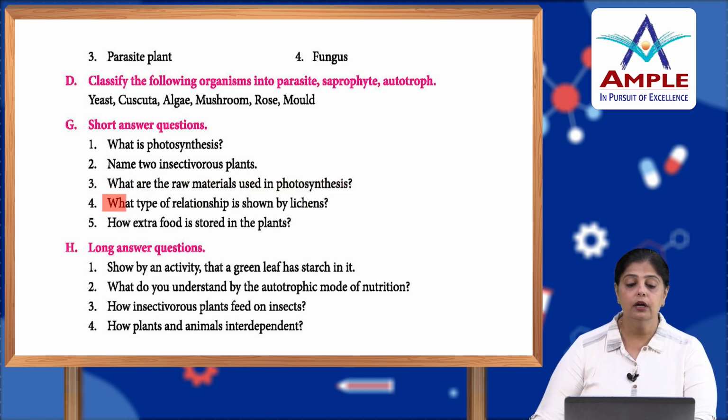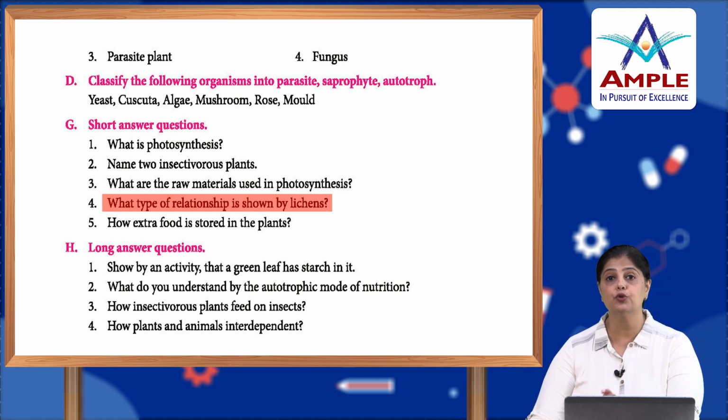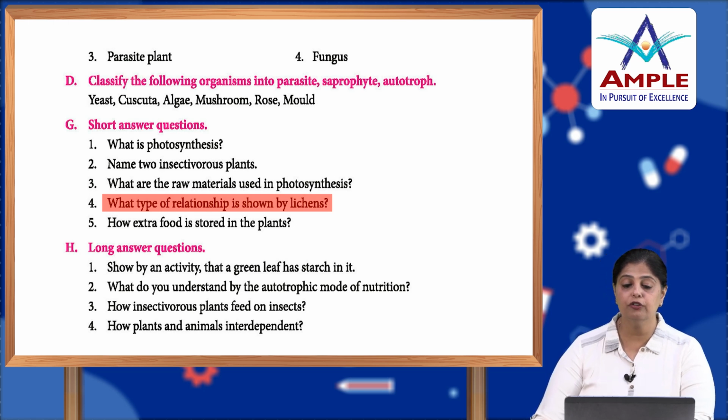Now, what type of relation is shown by lichens? Lichens show the relation of symbiotic association of fungi and algae. Fungi provide protein to the algae, whereas algae prepare food and supply it to the fungi. So, it shows that type of association, the symbiotic association.